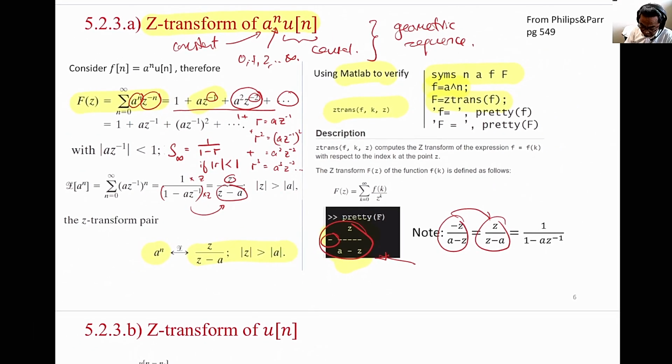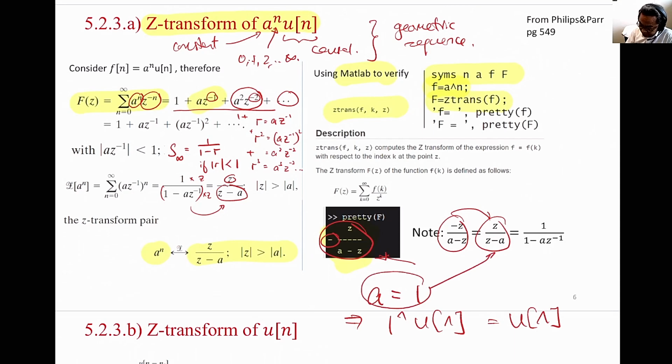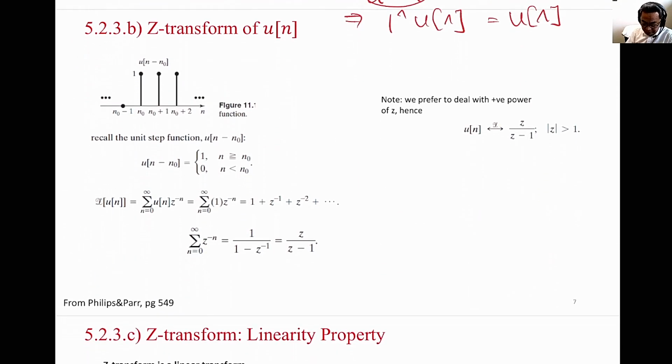With that, now we want to study the case when a equals 1. When a equals 1, implying 1^n u[n], this reduces to u[n]. So what would you get? Of course, when a equals 1, all you need is to replace the small a by that. You will get z over z minus 1. And then the ROC is the absolute value of z must be greater than 1. So here it is.